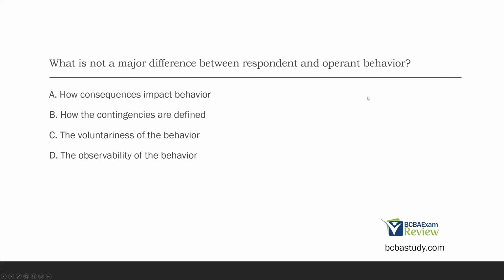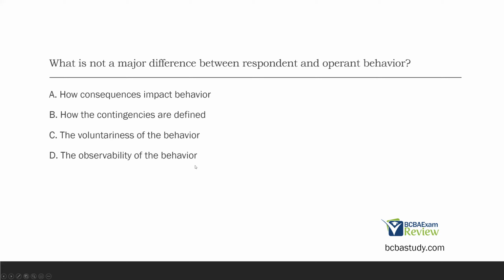C, the voluntariness of behavior. Respondent behavior, okay, quote unquote, classical conditioning, typically deals with involuntary responses or reflexes, sneezing, sweating, that sort of thing. Operant behavior typically deals with more, quote unquote, voluntary behavior, right? Things we can control, things we learn, things we unlearn, all right? Not these reflexes, okay, that are innate. So the voluntariness of behavior is certainly different.